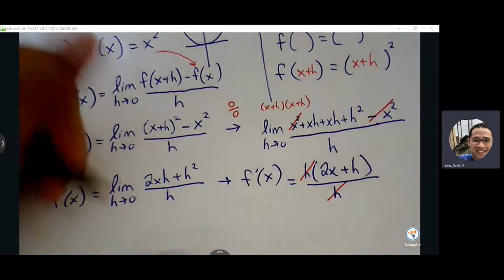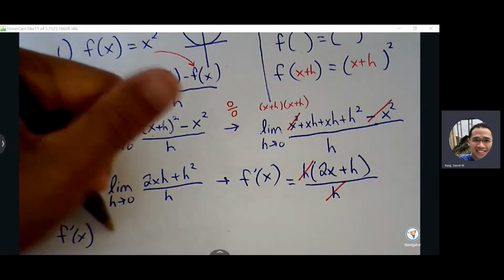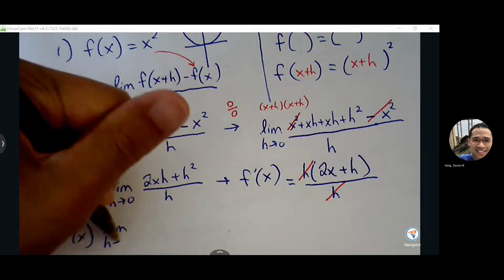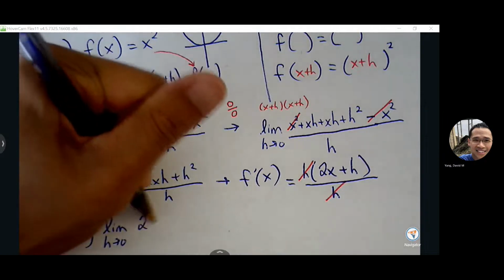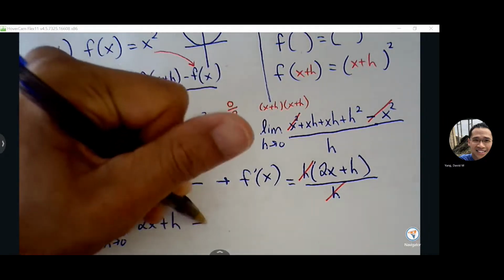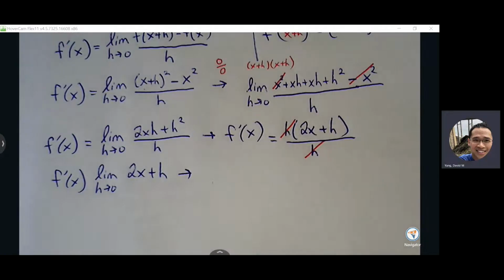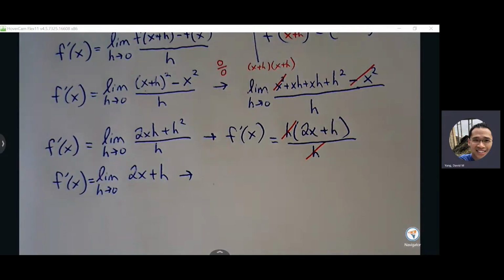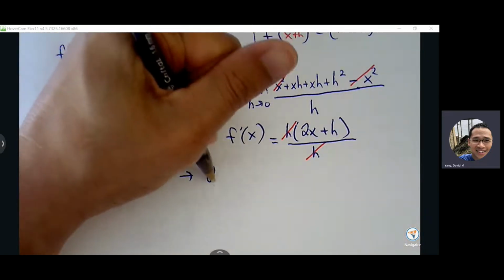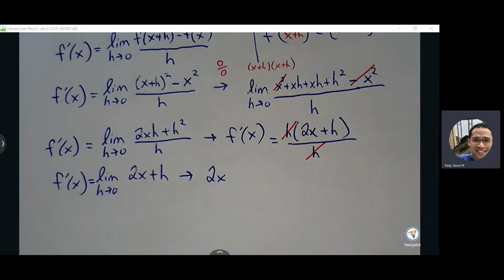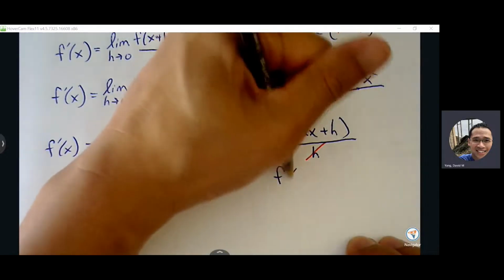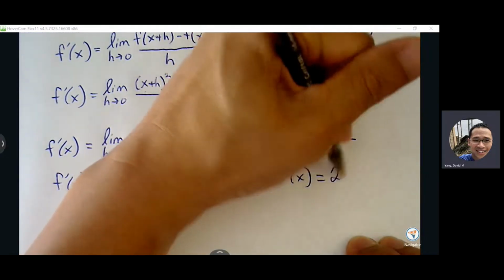Sorry, I left my limit statement out. Let me write it. The h is gone, so now I'm going to reevaluate my limit. What do I do here? Plug in a zero for h, and what do I get? x plus zero, which is 2x, right? So f prime of x is equal to 2x.